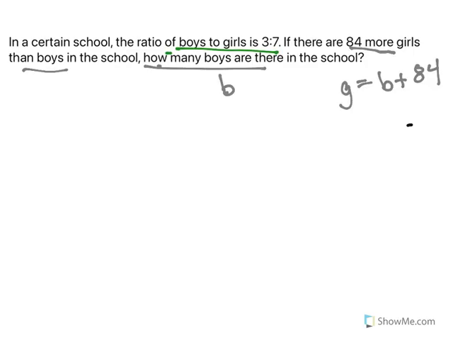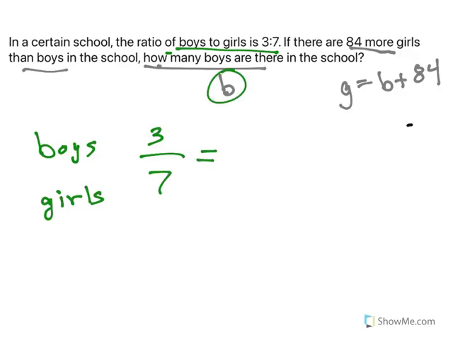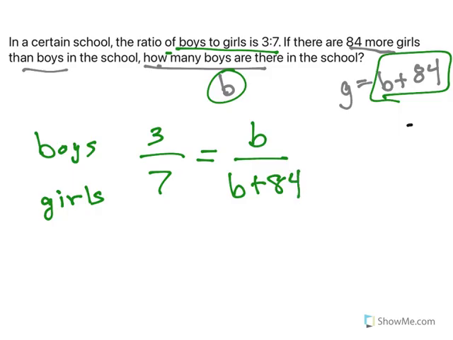So boys to girls has a ratio of 3 to 7. Well, I also know that boys is B, and boys plus 84 is the same as the girls. So if I think of boys to girls and still the 3 to 7 ratio, now I have set up a proportion, where a proportion is an equality setting two ratios equal to each other. And now I can solve this proportion.